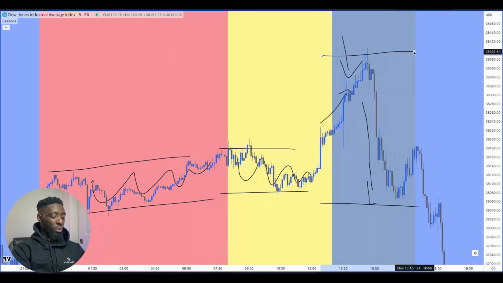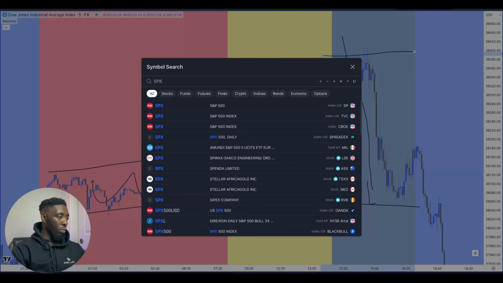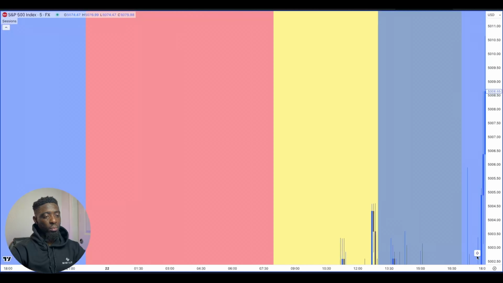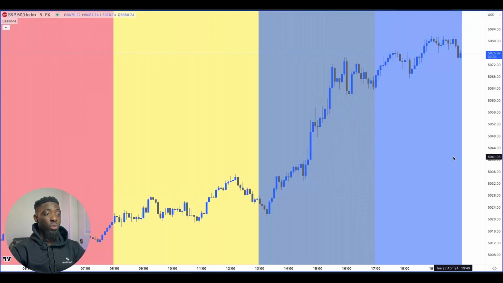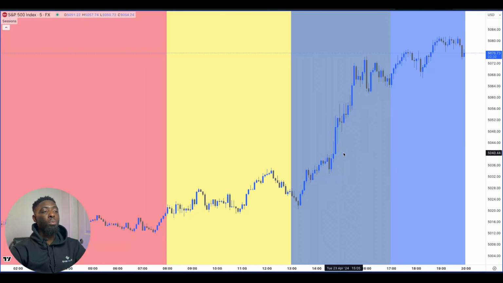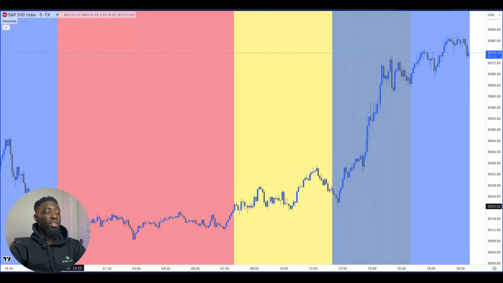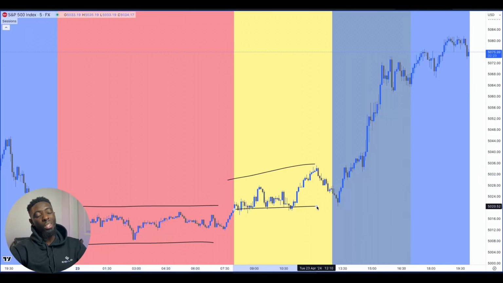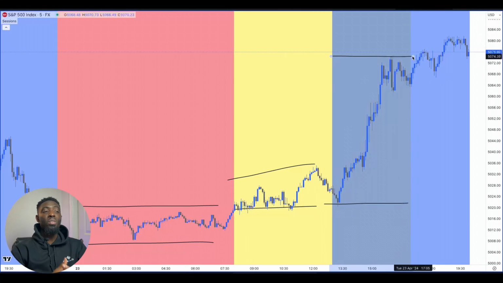So we can do this with, say, the S&P 500 as well. Just let's do S&P 500 real quick. We can use FXCM. Okay, so let's go to the most recent price action. So you're looking at this period again, say the Asian session. You have this period of consolidation, early hours of the London session, period of consolidation. Now during the overlap period, you're having these massive movements to the upside.